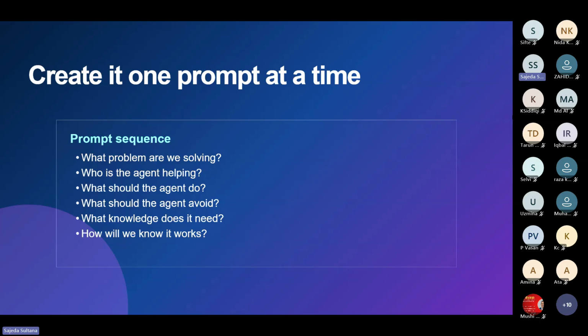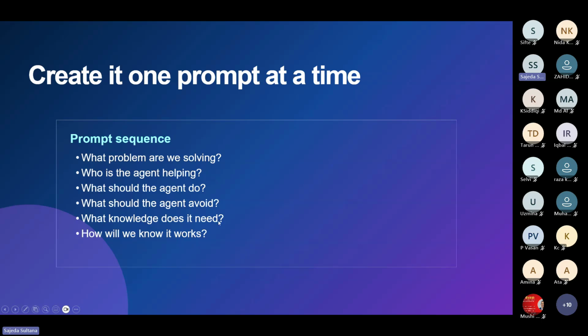So when you write the prompt, there are some things you have to keep in mind. The first is: what problem are we solving? That is the purpose. Who is the agent helping? This is the audience. And what should the agent do? You have to write the instructions. And then, what should the agent avoid? As I already mentioned, if you have a website and you want to make an agent, you can mention: don't use internet knowledge, use my organization's knowledge. These kinds of things you can write to avoid those behaviors.